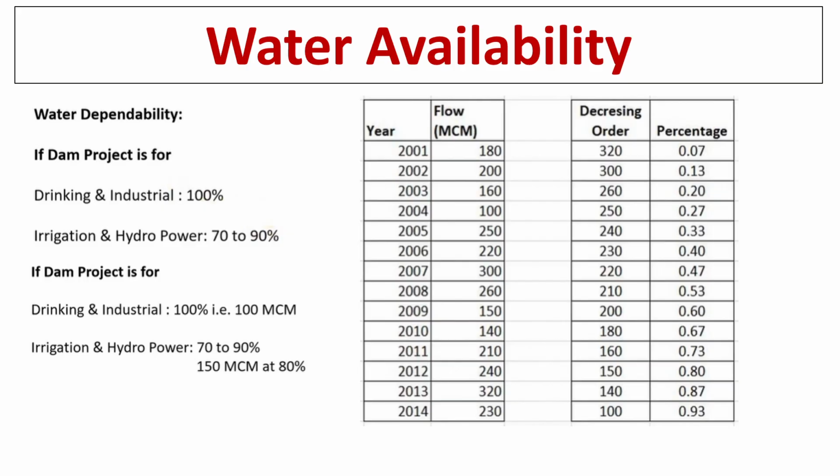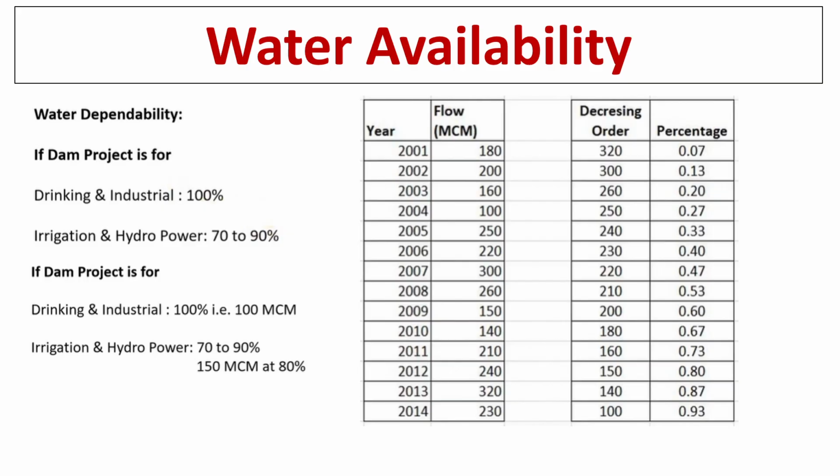Suppose a dam is designed for drinking water purpose, we generally consider the flow corresponding to 100% dependability. That is, we design that project for the flow values which are available for 100% of the time. Out of those many years, the least value of flow is the minimum flow which is available in all the years. Some values will be higher than that, but since we are designing for drinking purpose, we should consider 100% dependability. In a similar way, we design irrigation projects for 70% and hydro projects for about 90% flow values.